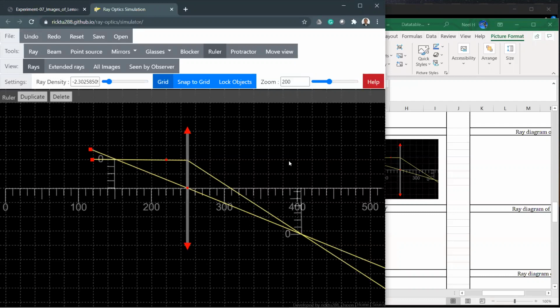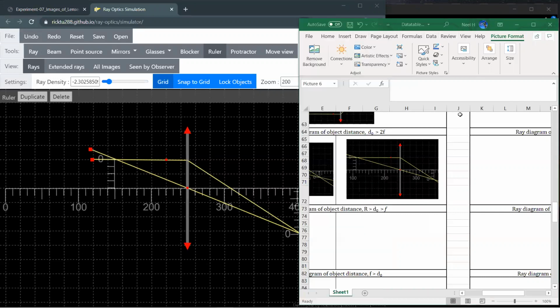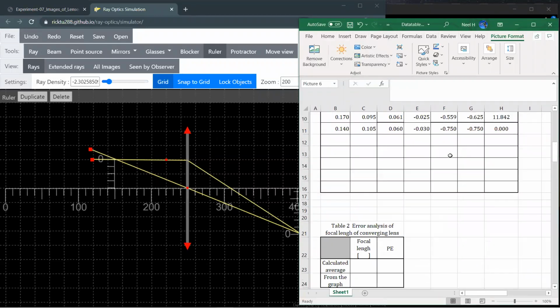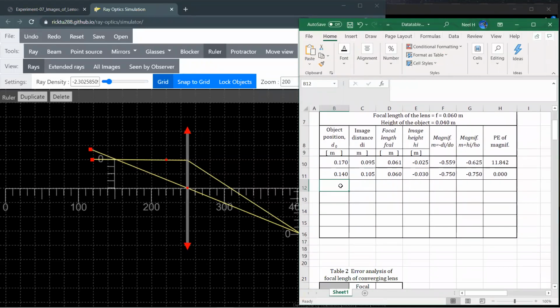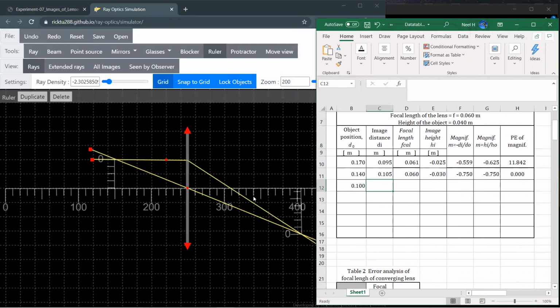So now let's take another screenshot and add the data into here. Now the third position is about 10.10. Now the image is at 5, 10, 15, and in between 15 and 16. So let's say 15.5, 0.155.